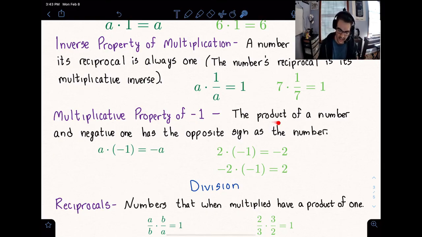So this property states that the product of a number and -1 has the opposite sign of the number. A times -1 is -a. If it was -a times -1, then it'd be a positive a. And I did an example like that over here. 2 times -1 is -2. -2 times -1, positive 2. Multiplying any number by -1 changes the sign.